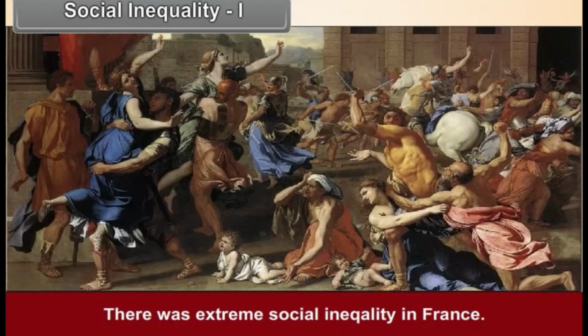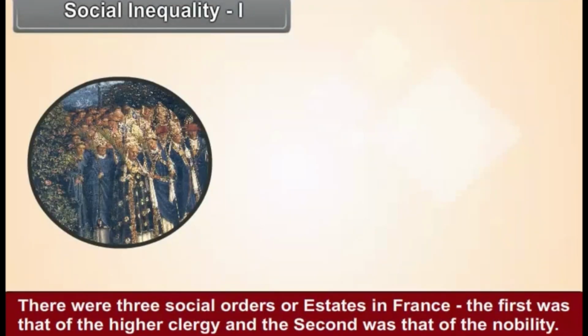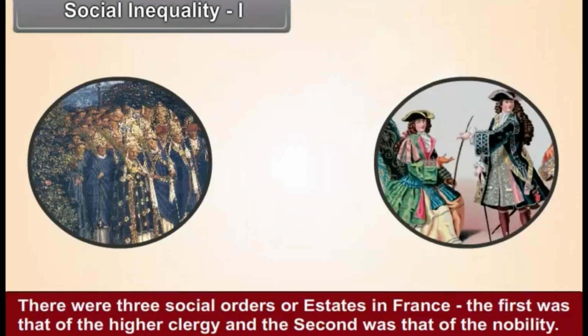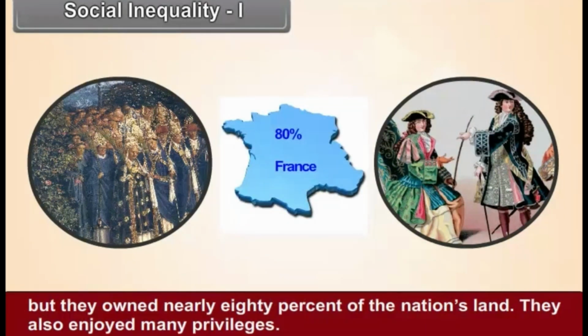Social inequality. There was extreme social inequality in France. There were three social orders or estates in France. The first was that of the higher clergy, and the second was that of the nobility. The two together were negligible in number, considering the total population of France, but they owned nearly 80% of the nation's land. They also enjoyed many privileges.